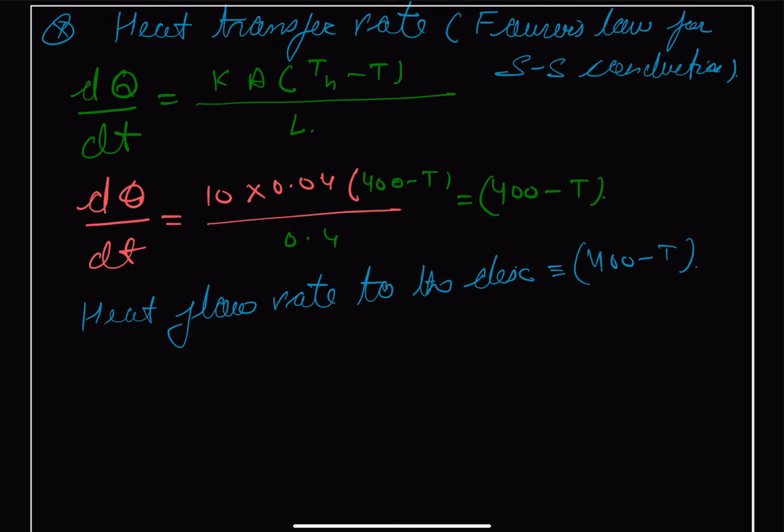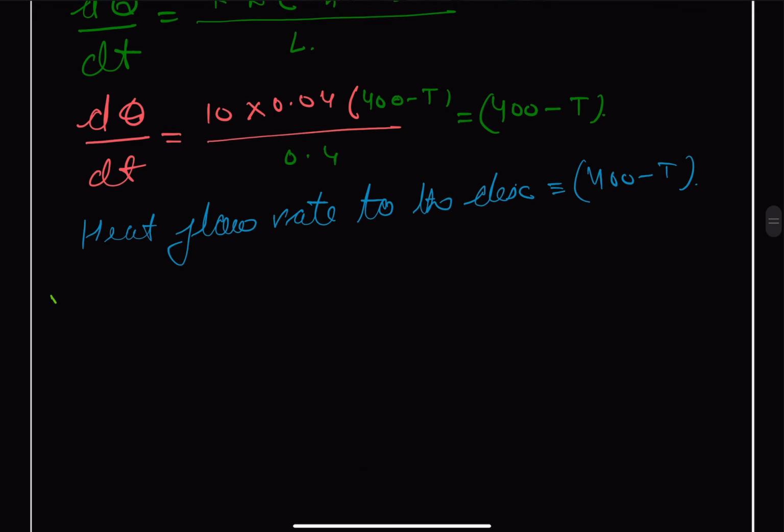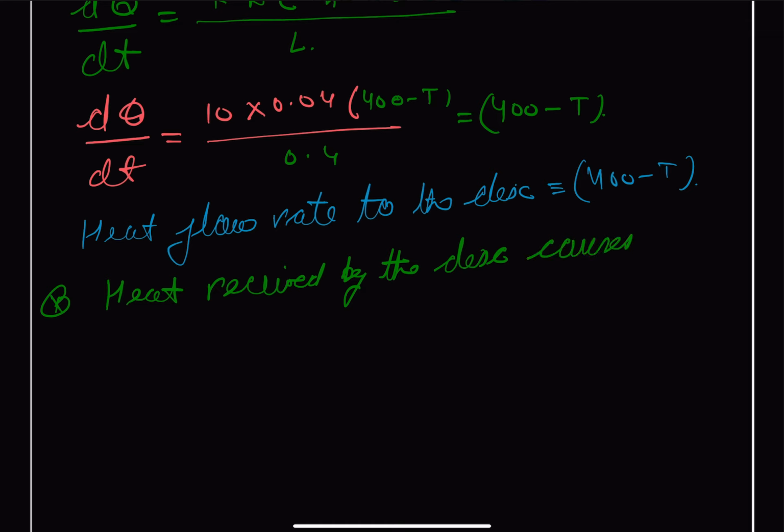Now you can say the heat received by the disk causes its rise in temperature, and from there we can use the heat capacity of the disk. So you can say that the heat received by the disk causes its temperature to rise.